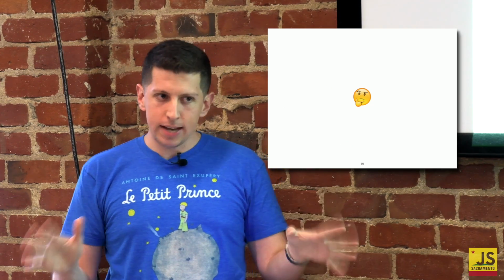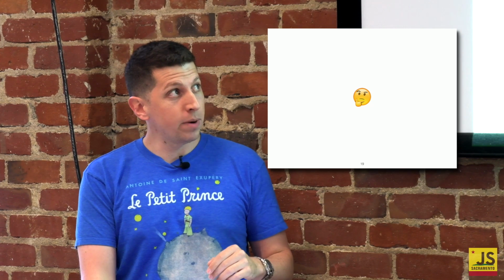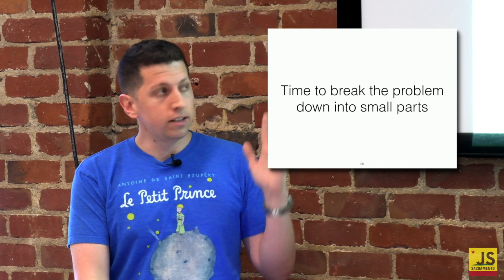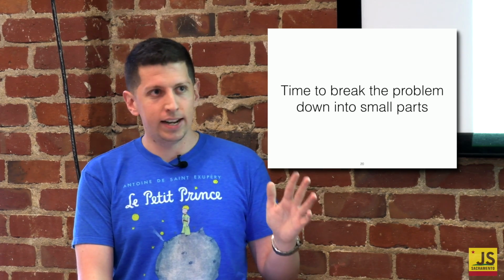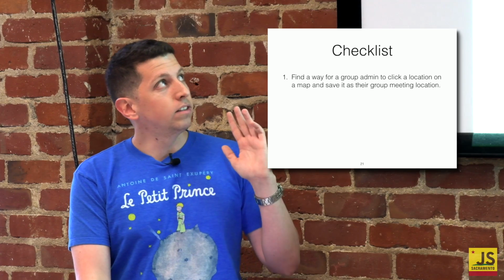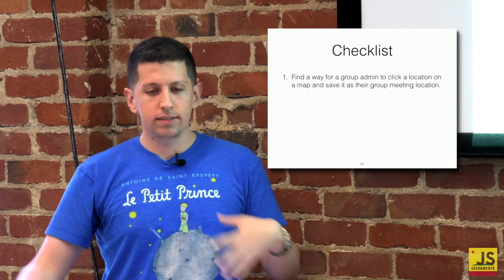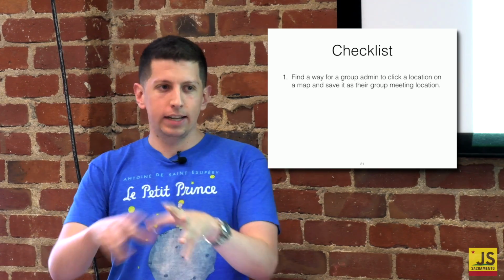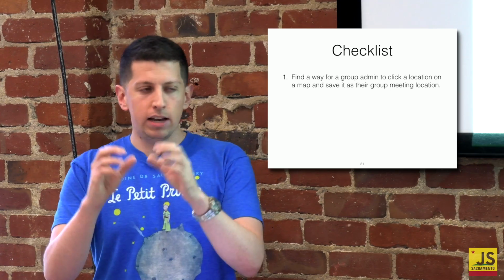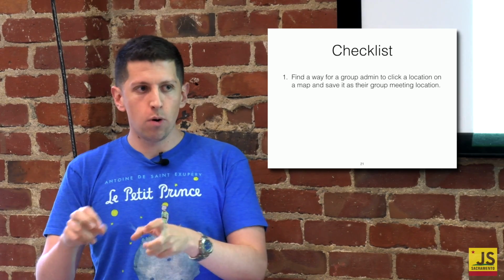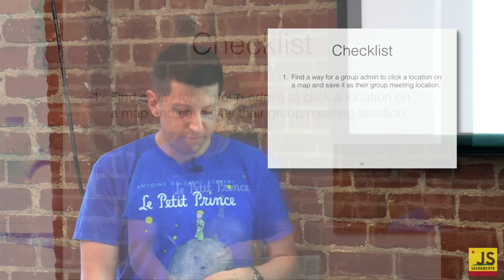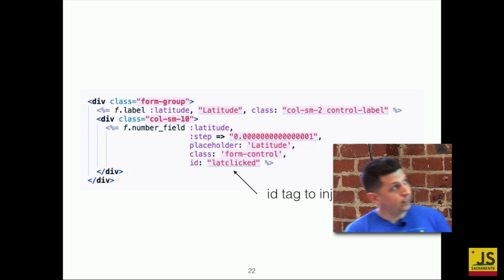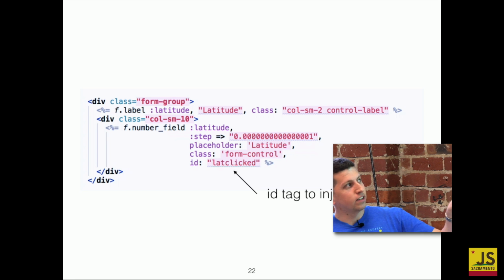So a moment to step back, take it easy and think. Go back to programming fundamentals and just break it down into small parts, one thing at a time. So the first thing I needed to figure out was how do I get a group admin to click on a map and save those latitude and longitude coordinates for their group. This is how I did it. If this looks ugly, it's because it's a Ruby form.